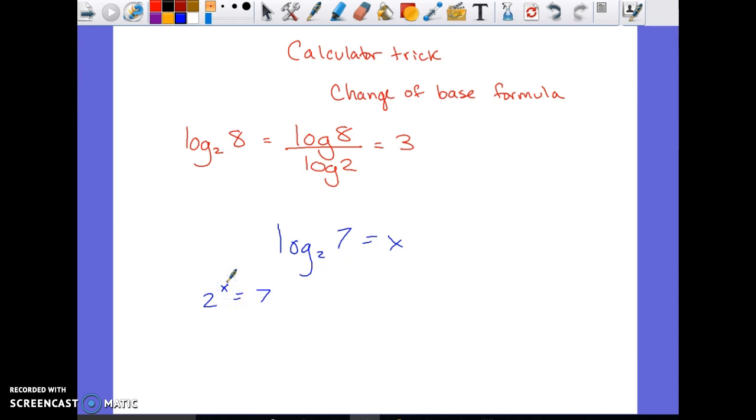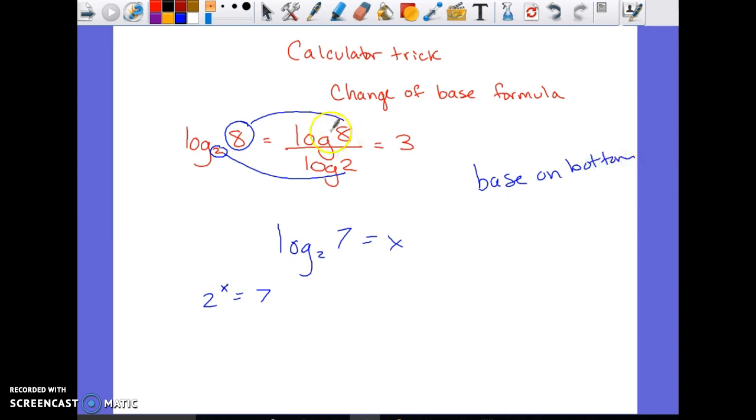And you're not supposed to know. It's probably some weird decimal. And what you can do is use this change of base formula. All you have to do is you take the log of this number, and you divide it by the log of this number, okay? The base goes on the bottom, right? Base on bottom.